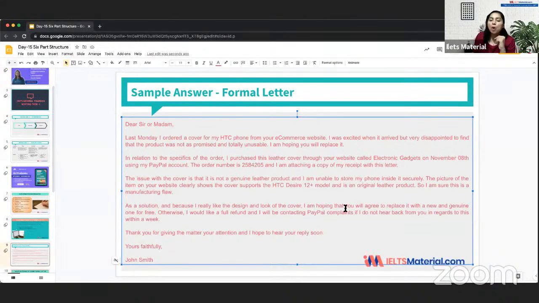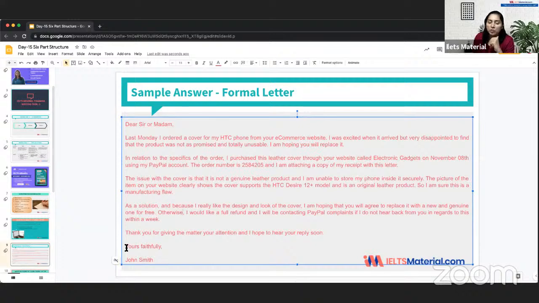Okay. Next is as a solution. Because I really like the design and look of the cover, I am hoping that you will agree to replace it with a new and genuine one for free. Otherwise, I would like a full refund and I will be contacting PayPal complaints if I do not hear back from you in regards to this within a week. Thank you for giving the matter your attention and I hope to hear your reply soon.